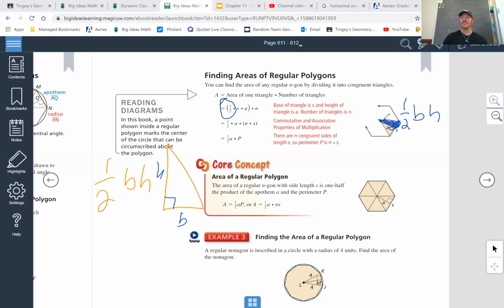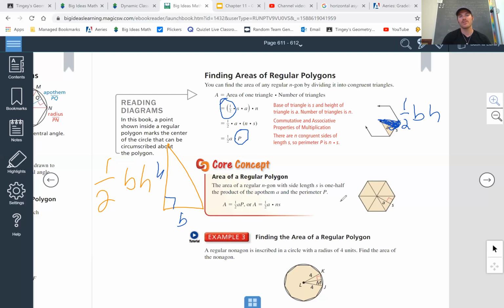Now, how many do you have? Well, that's when you add them up. I mean, you got 1, 2, 3, 4, 5, 6, etc. times n. So you're going to take the area of that triangle, multiply by how many triangles you have, and they're calling that capital P. Well, n is how many sides there are, and n times s is the perimeter, capital P. Sorry, how many triangles is n. n times s is capital P. That's how they get to this formula.